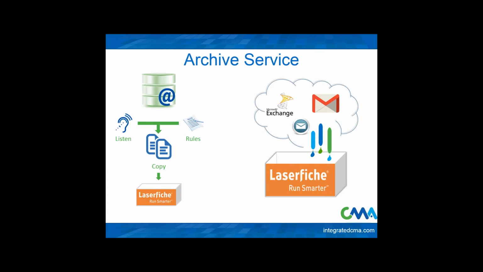So the archive service does two primary things once it's set up. It listens and applies rules. So it's parsing the mail server, looking for the rules or the policies, the emails, the messages that meet those policies. For example, an alias invoices at abccode.com. It's looking for all messages that come into that mailbox, and it'll automatically pick it up, copy it, move it to Laserfiche with message properties mapped to, from, date, subject.